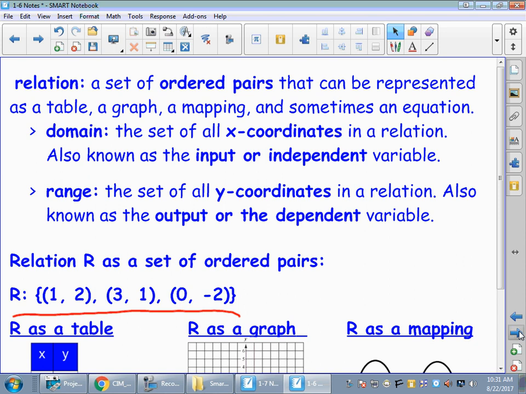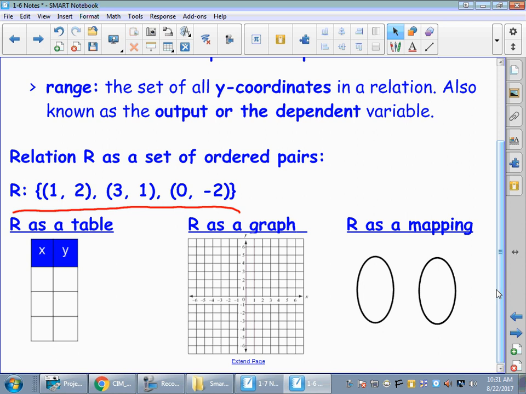That's sort of the idea behind input, output, independent and dependent variables. Lots of vocab there. So let's look at the relation in different ways. The relation as a set of ordered pairs: you just use those little squiggly brackets to write them as a set. As a table, you take your domain values, 1, 3, 0, and then your y values are all your range values. So you just put them in a table. 1 goes with 2, 3 goes with 1, and 0 goes with -2.